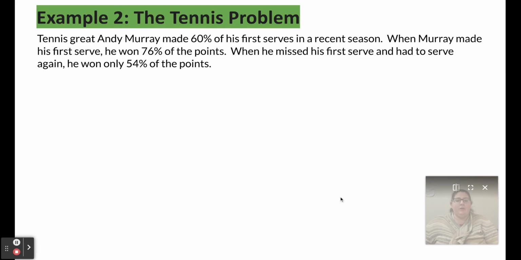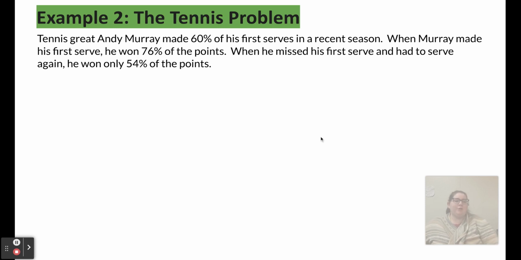So for this example, tennis great Andy Murray made 60% of his first serves in a recent season. When he made his first serve, he won 76% of the points. When he missed his first serve and had to serve again, he only won 54% of the points. So what we're seeing is that whether or not he makes his first serve is impacting whether or not he wins the point for that serve, because that percentage changes based on whether he made or missed it.